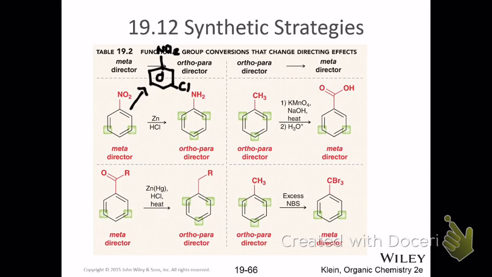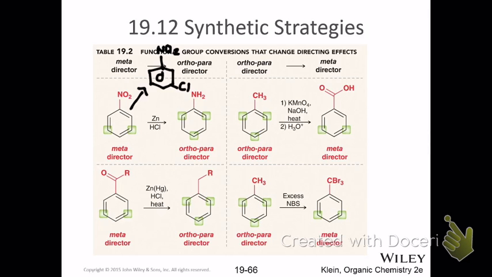Alkyl groups are ortho-para directing, right? So this is the metas turning ortho-para. These are the ortho-paras turned to meta, right? Alkyl groups are ortho-para directing, but you can oxidize them with permanganate or Jones reagent, convert them into carboxylic acids, and these can be meta directors. Okay. If you want to go back that way, you can do it.